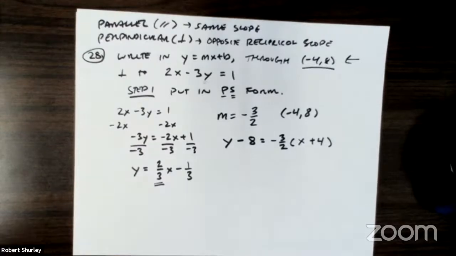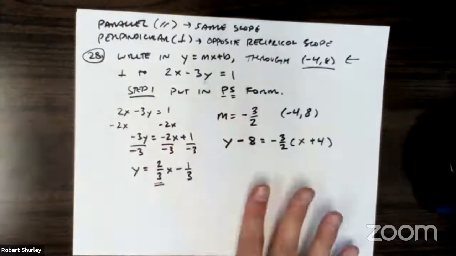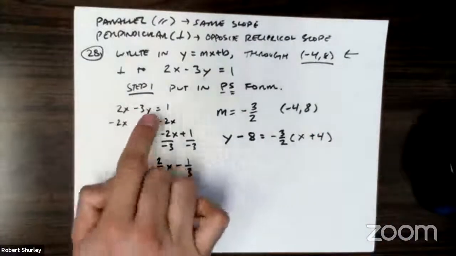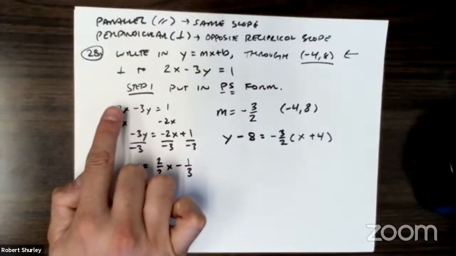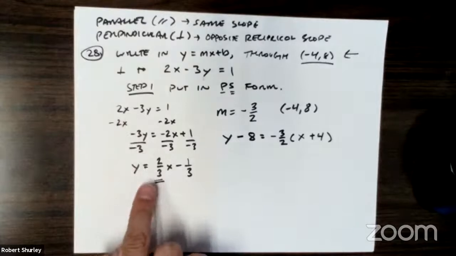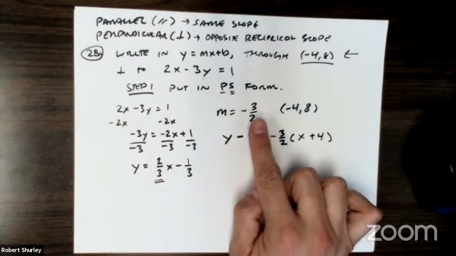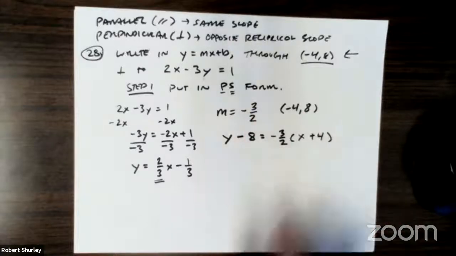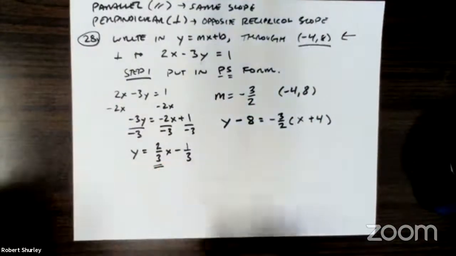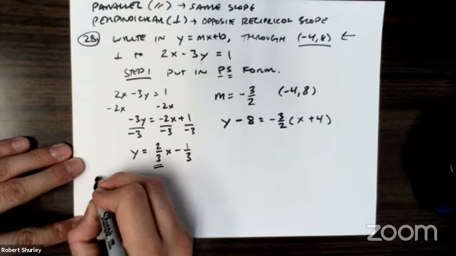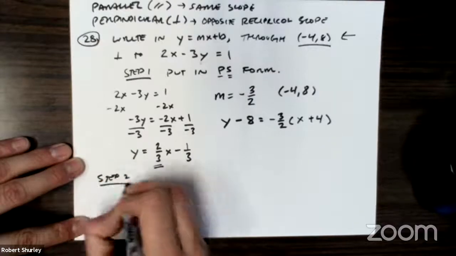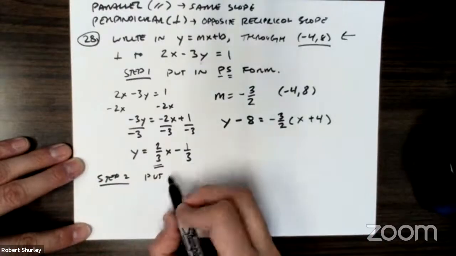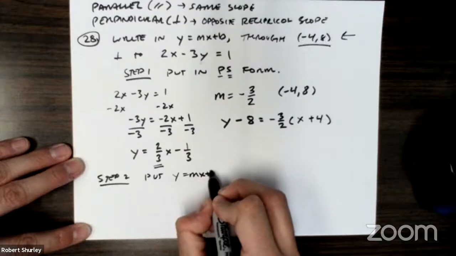Okay. So we've got it in point slope form. It took us a while. We had to find y equals mx plus b from the equation that we know we're perpendicular to. We had to flip the slope and change the sign. And we know the point, so then we put it into point slope form. So now, step 2, remember we're going to manipulate to put it in y equals mx plus b.